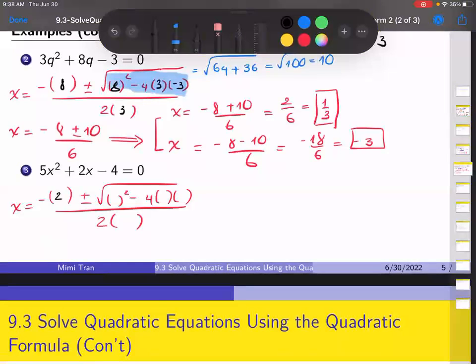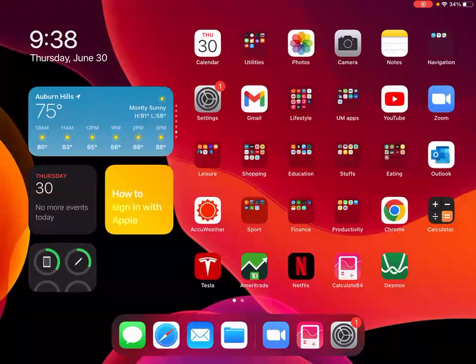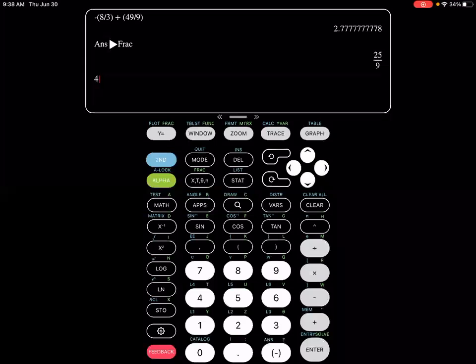Sorry, B first. B is 2. Just fill in whatever C. A is 5. And C is -4. And I recommend you plug in your calculator for this one. Just the part under the square root, don't include the square root. Okay, let me do this. 2 squared minus 4 times 5 times -4. 2 squared is 4. 4 minus 4 times 5 times, what is it? -4, thank you.